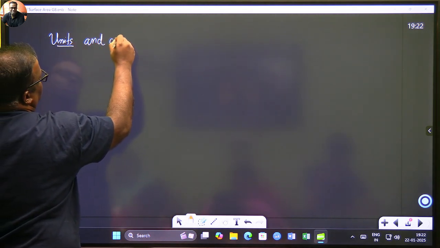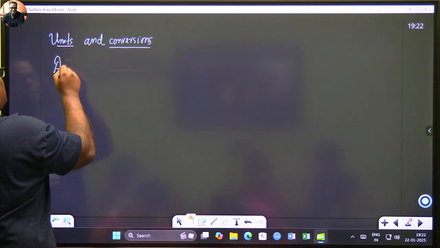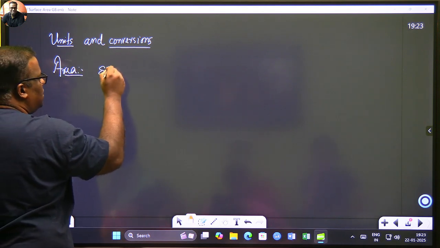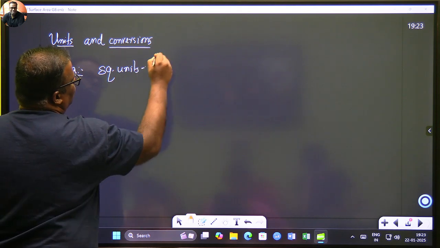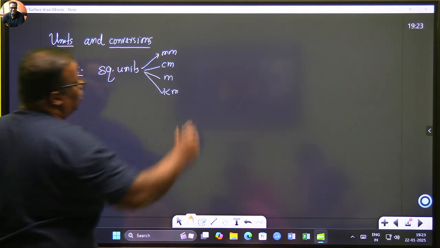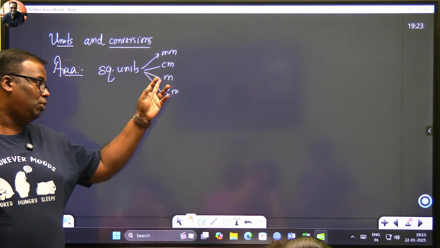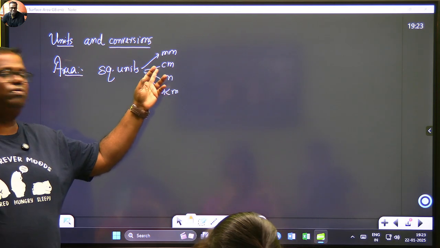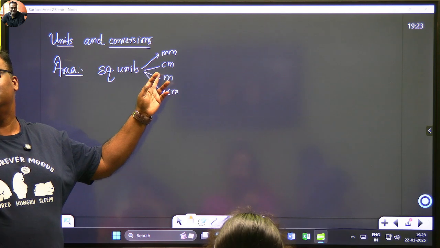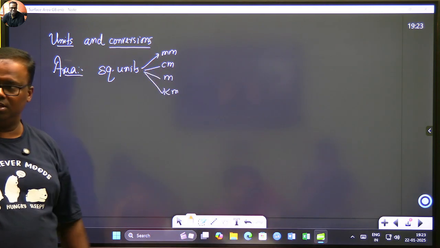Now let's quickly have a recap on units and conversions. Whenever we are talking about area, remember that the answer should be in square units, where your unit can be millimeter, centimeter, meter, and for big things, kilometer. Area of Hyderabad as a city is so many square kilometers. Area of a football field is so many square meters. Area of a small aquarium is so many centimeter square. Area of a small stapler pin is so many millimeter square. समझ में आया? बहुत अच्छी बात है.